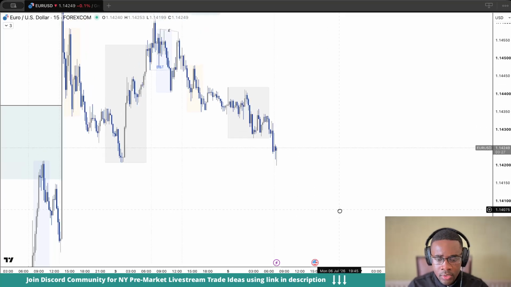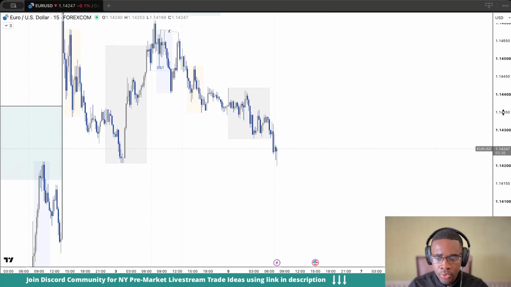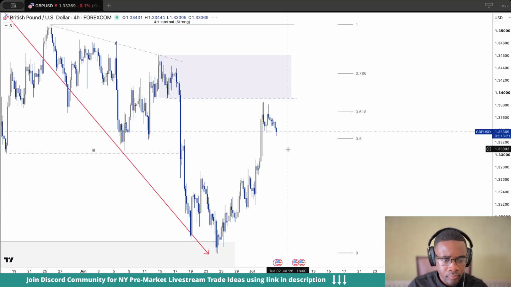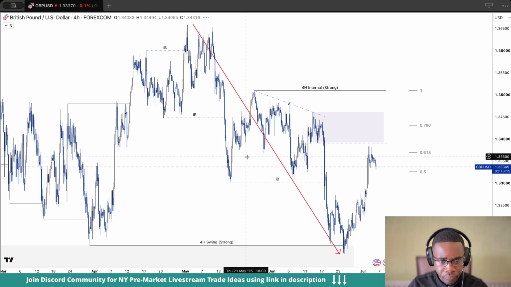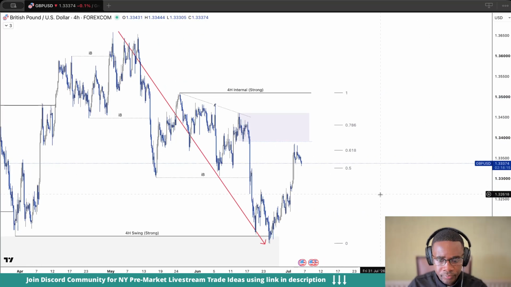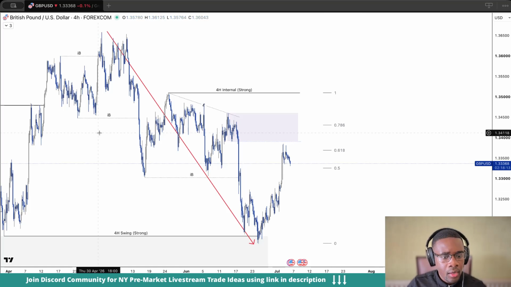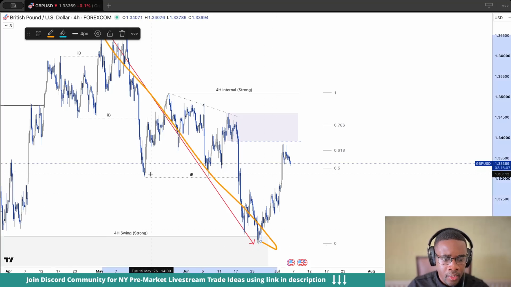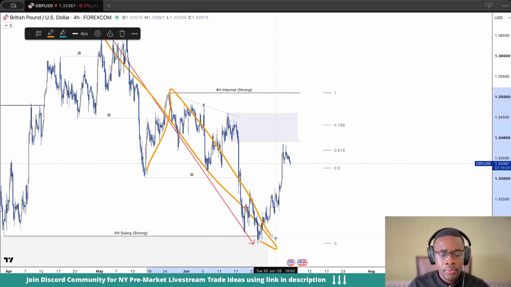And then let's look at GU, starting on the 4-hour. GU is bearish. GU swing is bearish. Internal is also bearish. So this is our swing leg, and then this is our internal leg, which is bearish. Now we've had a sub break of structure of this internal leg.